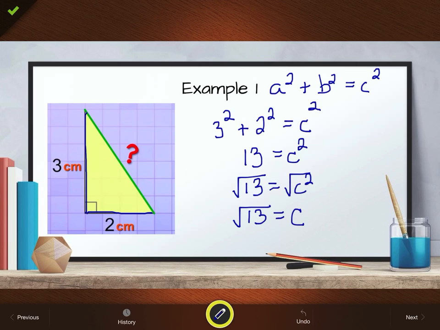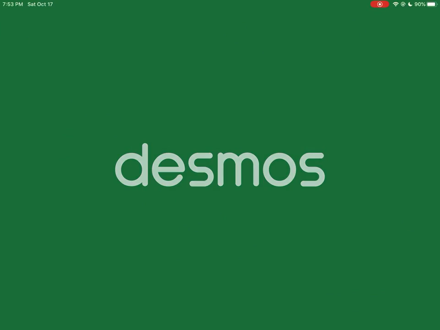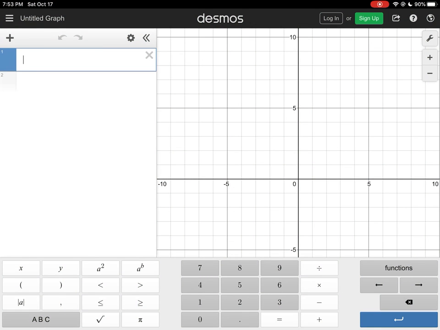So you can either write the decimal or you can leave it as the square root of 13. It's just going to depend on the problem, if you want to leave it as the square root, or if they want an actual decimal. If they wanted the decimal, use your Desmos app, or you can go to desmos.com and type square root 13. It's that big long decimal, 3.60555127546. Obviously, we would never write all that.